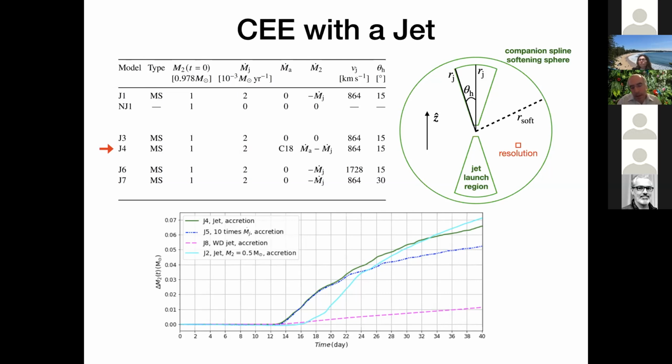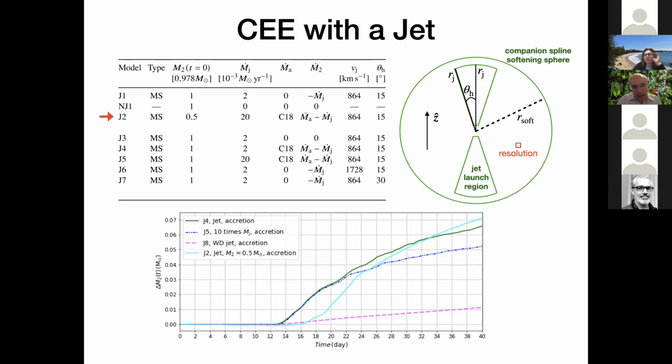But it turns out it's much, much higher than Eddington, probably unrealistic, so it's considered an upper limit to the accretion rate. And this J4 is like our fiducial, but includes that accretion. And the accretion is shown down here as a function of time for the different models that include accretion. J5 is our most extreme parameters, where we multiply the m dot jet by a factor of 10.